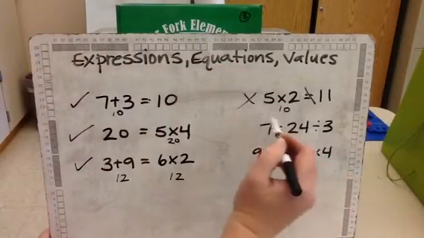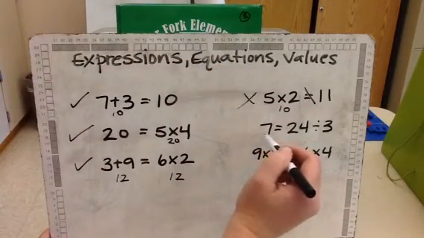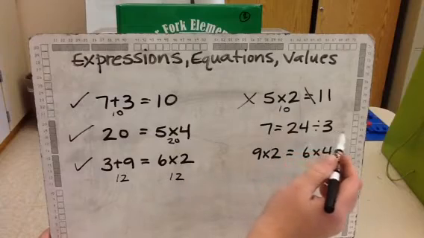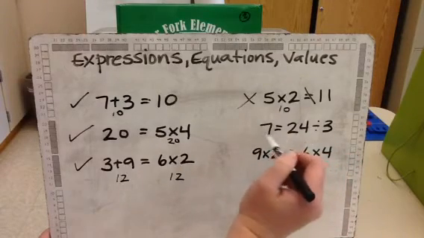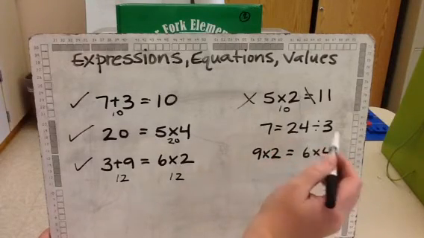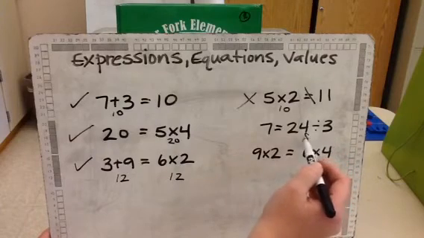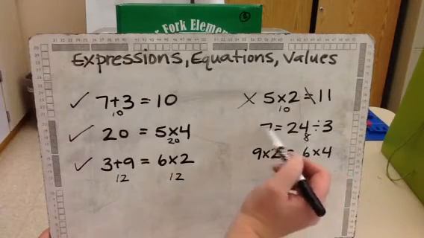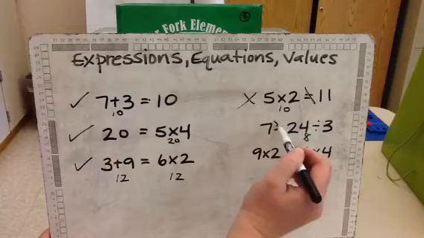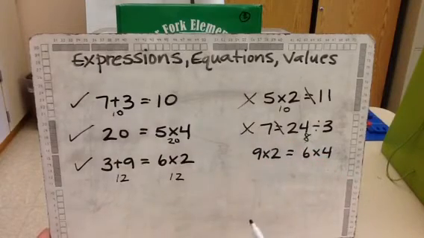Over here I have a value on this side. This is saying 7 is equal to 24 divided by 3. Well, if I keep 7 over here and I do a little bit of work with this expression, 24 divided by 3 is 8. Well, this is a lesser value, a greater value, so this is not an equation.